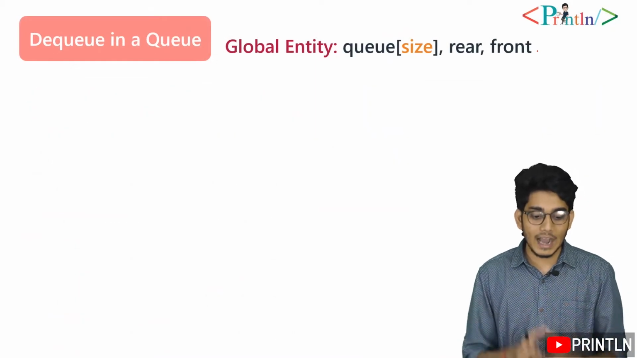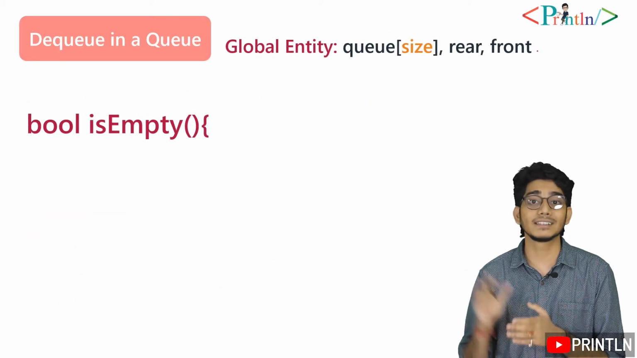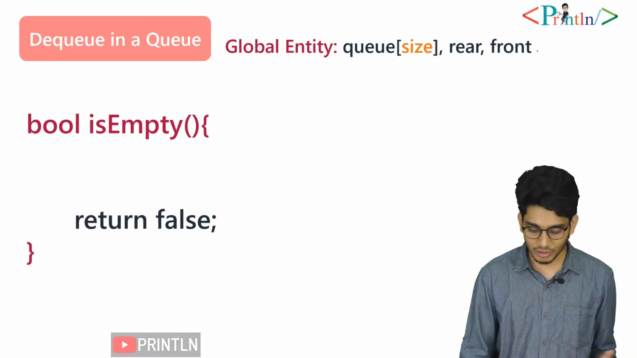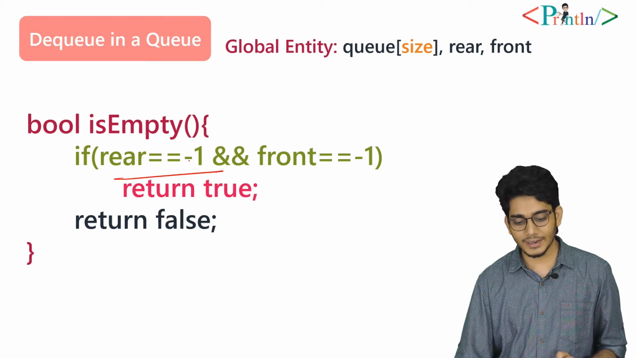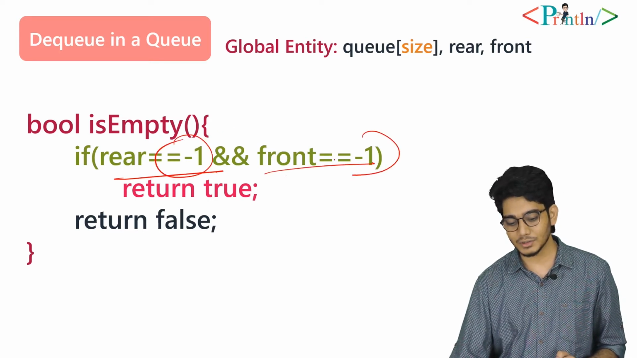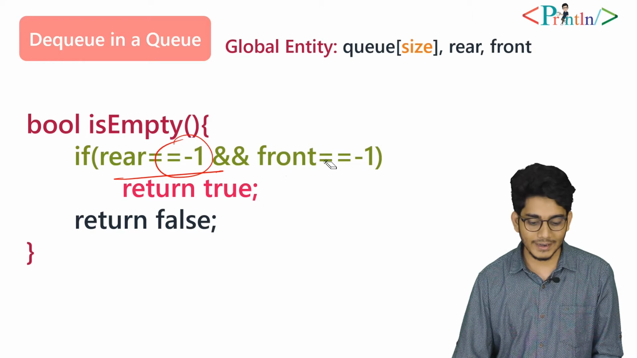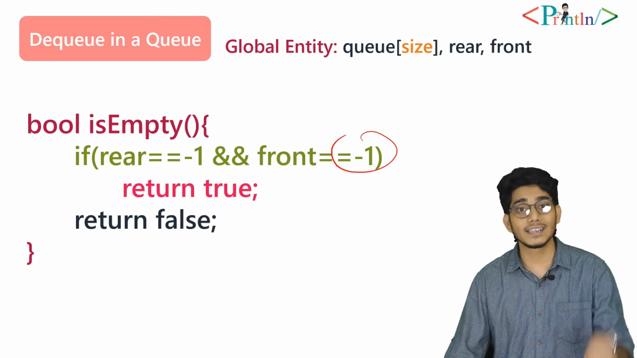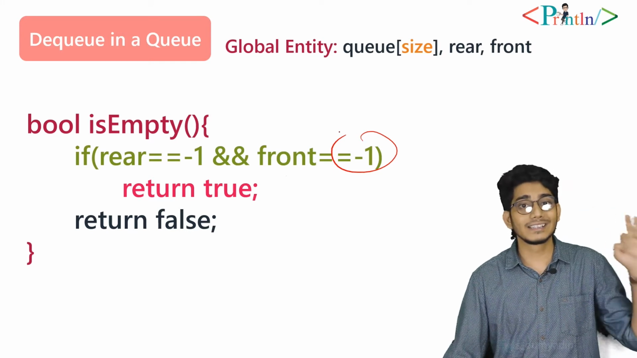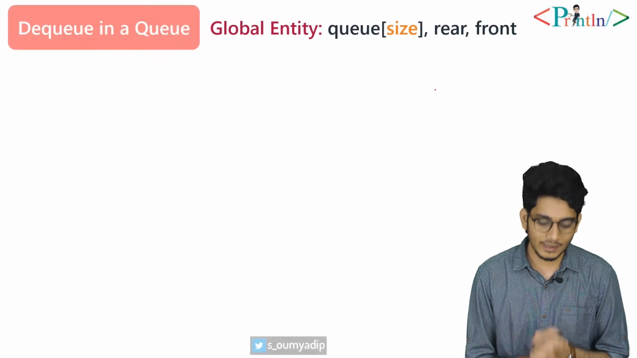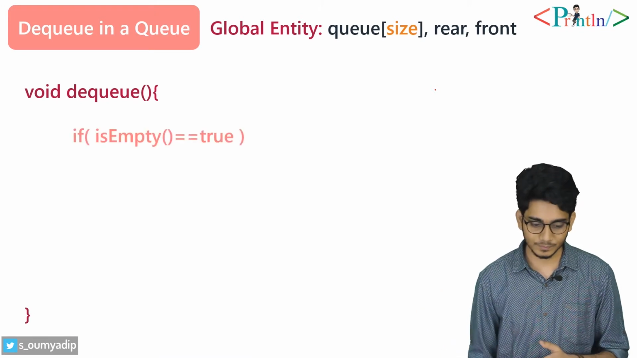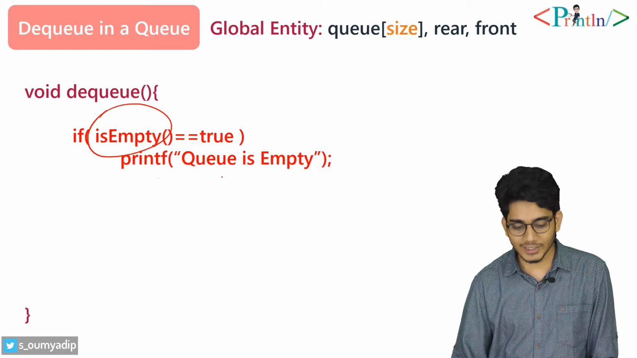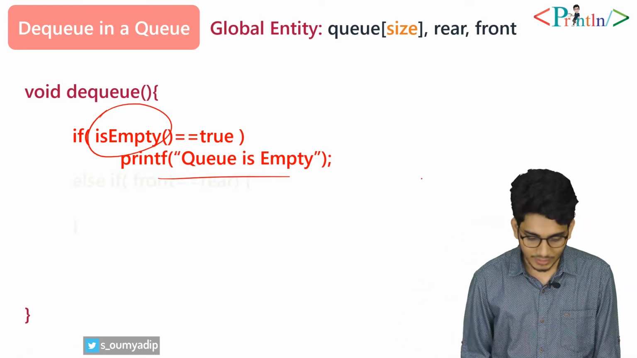Now we'll see how we can perform this in code. What is the function for checking whether our queue is empty or not? We have to check whether rear equals -1 and front equals -1. If so, our queue is empty and we cannot delete anything from it. Now we'll see how we can perform the dequeue. At first, if isEmpty is true, we'll just print that our queue is empty.